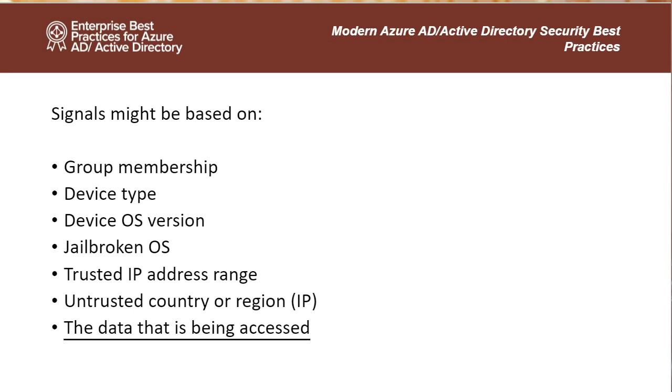You can also look at the operating system version. If the user is working from a mobile device, you can check if that device has been jailbroken or not. You can look to see if the user is working from a device that's using a trusted IP address range. You can check the user's country or region and the data that's being accessed. So those are a few of the things that conditional access policies can look at when deciding whether or not to allow access to a particular resource.